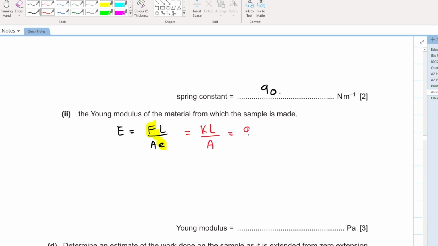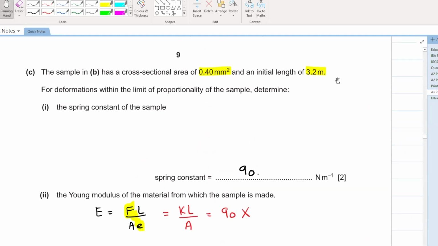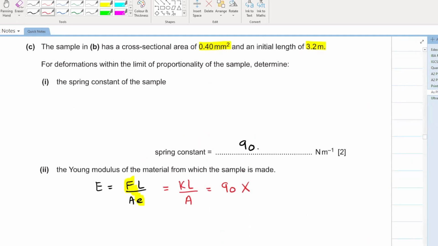Beta, what is the spring constant? 90. What is the length, original length? 3.2. Perfect. Now, what is the area? Area is 0.4 millimeter square. You will have to convert it into meter square. How?